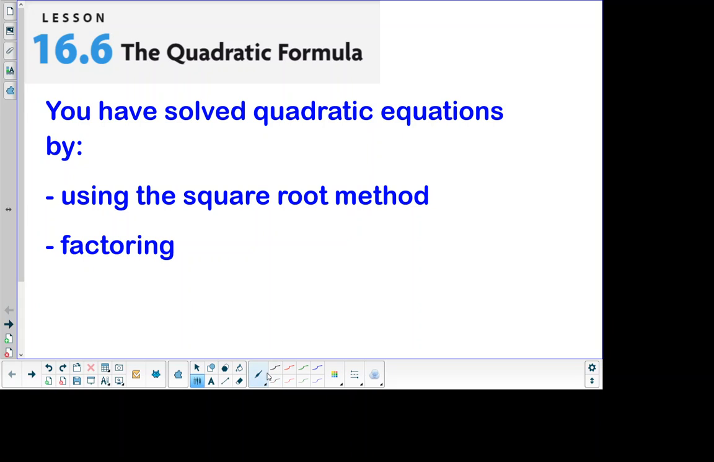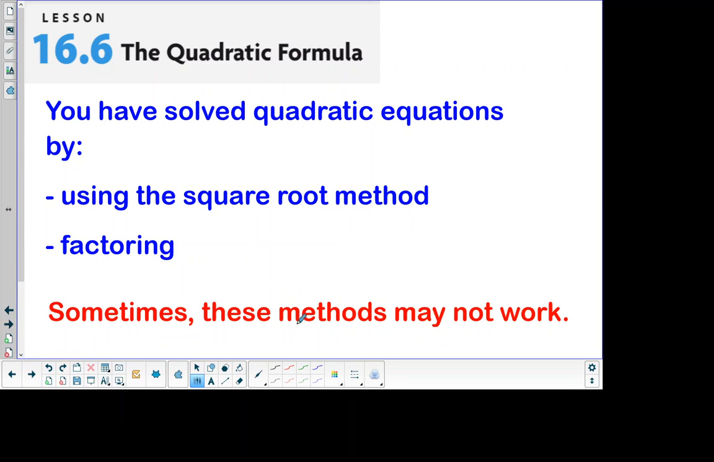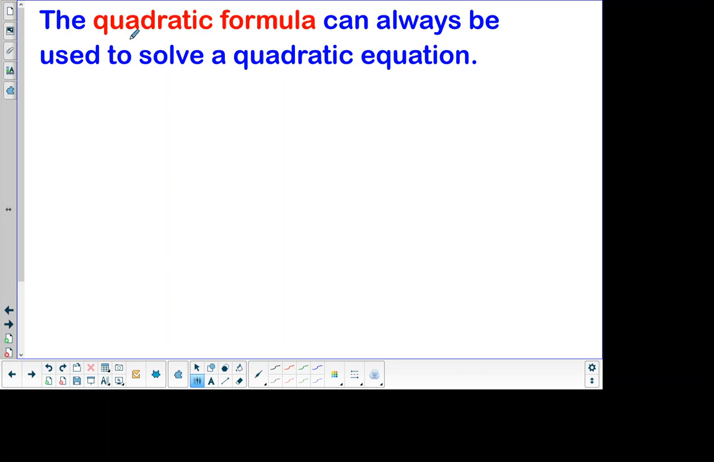So in Module 16, you've been looking at different ways to solve quadratic equations. You looked at using the square root method, and you also solved equations by factoring. Now, sometimes these methods may not work. You might not be able to factor an equation, and you saw that in some. So, the quadratic formula is another method that you can always use to solve any quadratic equation.